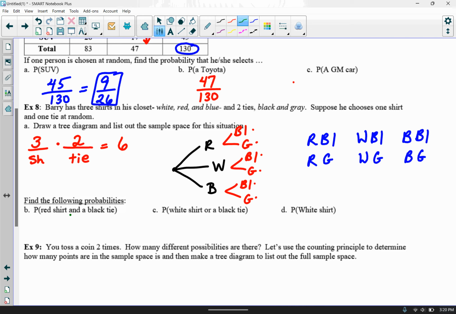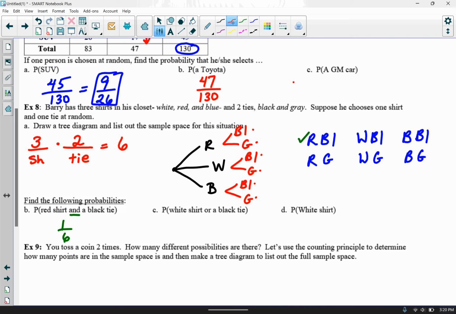Okay, so in letter B here, it wants the probability that you get a red shirt and a black tie. So remember that word and, you've got to satisfy both conditions. If you only have one, you don't get to count it. It's got to have both a red shirt and a black tie. So that only happens one time, right? That very first one, red shirt, black tie, that's the only time that happens. So 1 out of 6.